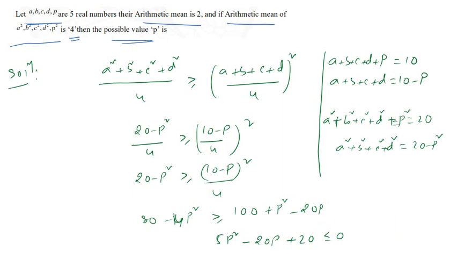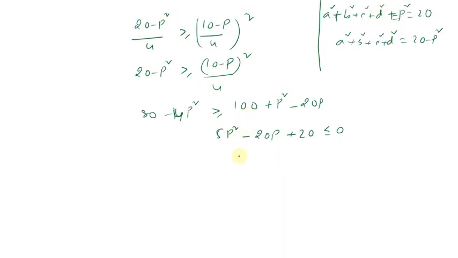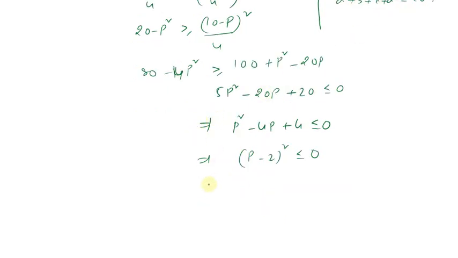So what will happen? This implies p square minus 4p plus 4 is less than or equal to 0. This implies (p minus 2) whole square is less than or equal to 0. Since (p minus 2) whole square being less than 0 is not possible, the only possibility is p minus 2 is equal to 0. So the possible value of p is equal to 2. Okay, next come to one more question.